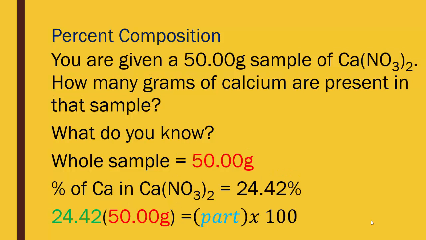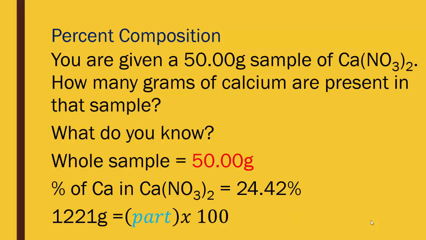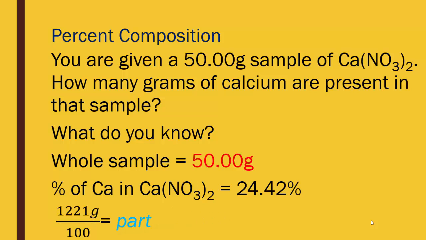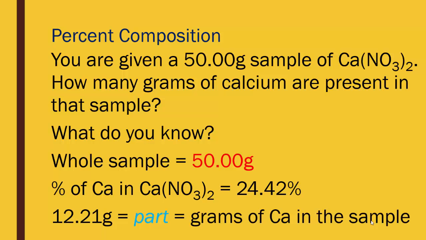Multiply both sides by 50 grams. To get rid of the 50 on the right hand side, you're left with this. So you now do the math and you get this. Divide both sides by 100 to get the part by itself, and you get 12.21 grams equals the part, which is the grams of calcium in the sample.